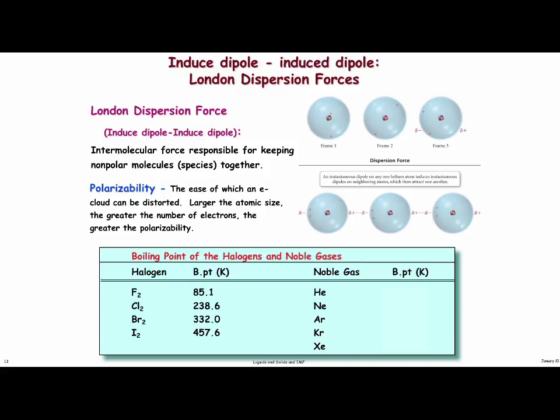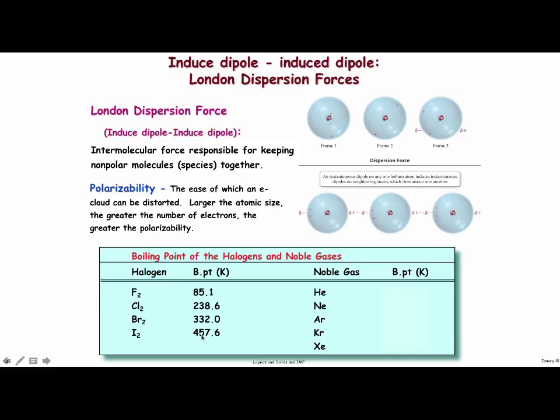It's the ease of which an electron cloud can be distorted. Larger the atomic size, the greater the number of electrons, the greater the polarizability. So let's take a look at the data here. We have fluorine, chlorine, bromine, and iodine. Fluorine is a much smaller molecule than iodine. Look at its boiling point in Kelvin. 85 versus 238 versus 332 versus 457.